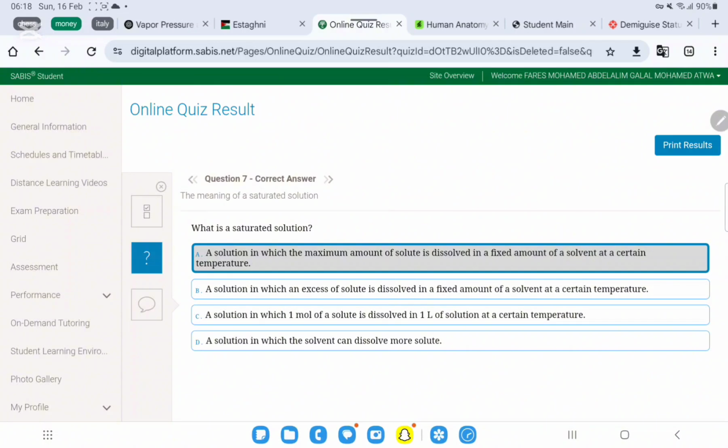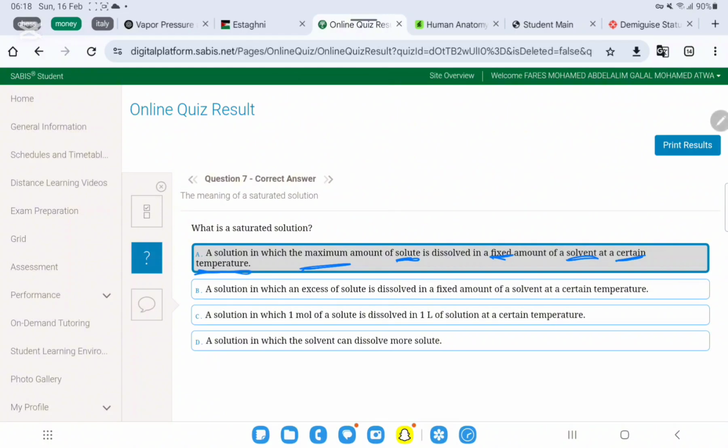What is a saturated solution? A saturated solution, you have to memorize this definition. A solution in which the maximum amount of solute is dissolved in a fixed amount of solvent at a certain temperature. You have to say the maximum of the solute in a fixed amount of solvent, and don't forget in a certain temperature, because we took before the temperature can increase the rate of solubility.